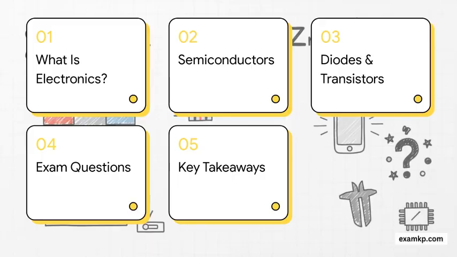All right, here's our game plan. We're going to start with the big question. What even is electronics? Then, we'll dive into the amazing materials that make it all happen. After that, we'll see how those materials become the building blocks of technology. And then, the fun part. We'll tackle some real exam questions. And finally, we'll wrap it all up with the key things you've got to remember.